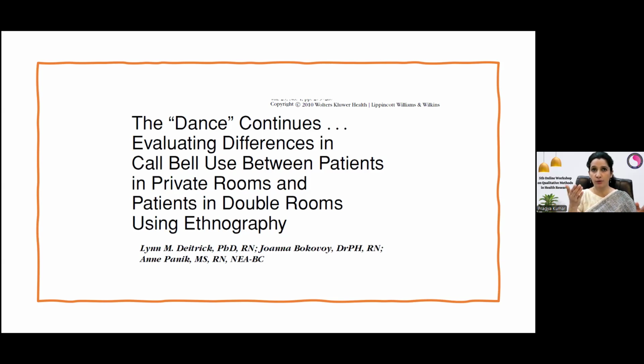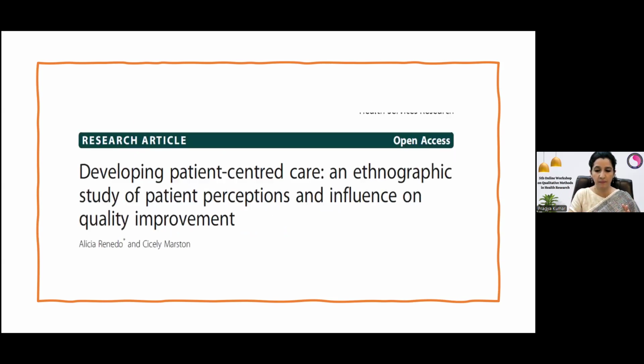So if you go, this is also a very interesting read. The difference between the call bell use between the patients in the private room and patients in the double room. Again, this is one ethnography, developing patient-centered care, ethnographic study of patient perception and influence on the quality improvement. So now there is something known as the critical ethnography.